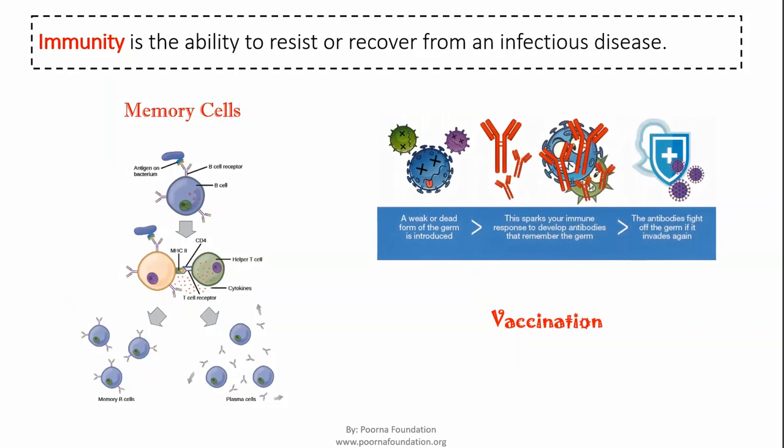There's a way to trigger memory cells before actually being infected, which is called vaccination. So first, a weak or dead form of the germ is introduced and injected into your body. Then your immune response starts developing antibodies to remember the germ and effectively attack it the next time it comes around. And when it does, it's ready to fight it in a week's notice.